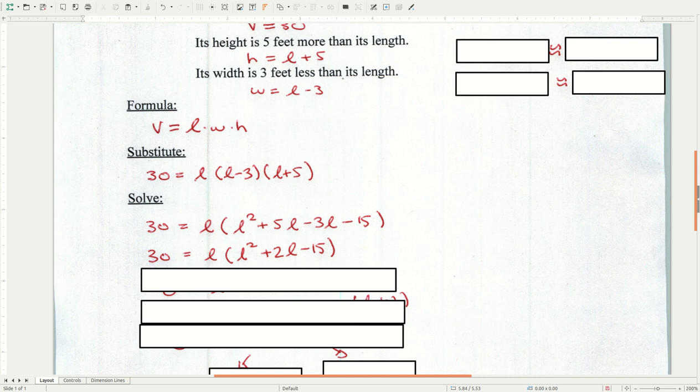Now, I'm going to do two things in the next step, because remember the goal was to get that 0 all along. So I'm going to subtract 30. I'm also going to distribute to clean up the rest of those parentheses on the right side. So that's going to add another factor of L to each of those three terms.